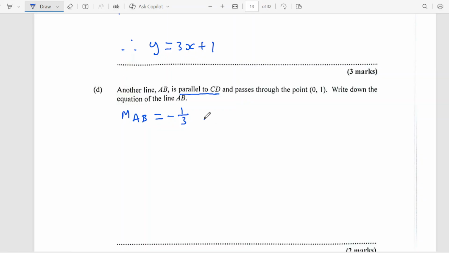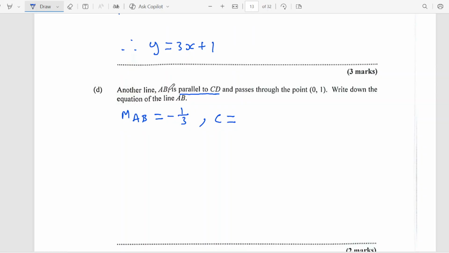And where's the y-intercept? Say that now. 1. Right? Y is 1. Why is it 1? So you substitute 0, 1 and negative 1/3 in y equals mx plus c and solve for c. That's what it is? How did you get 1? Were you working before? This is a different question.